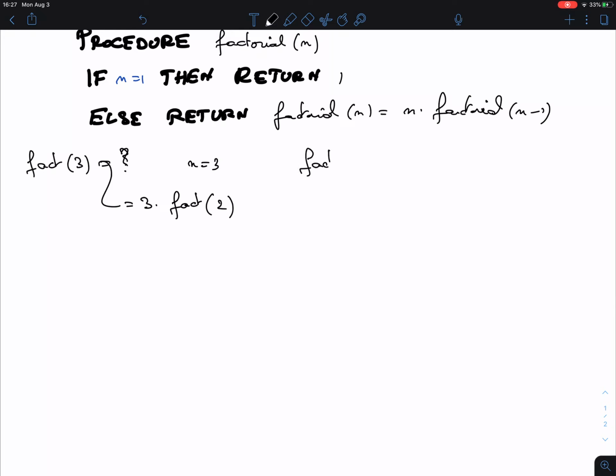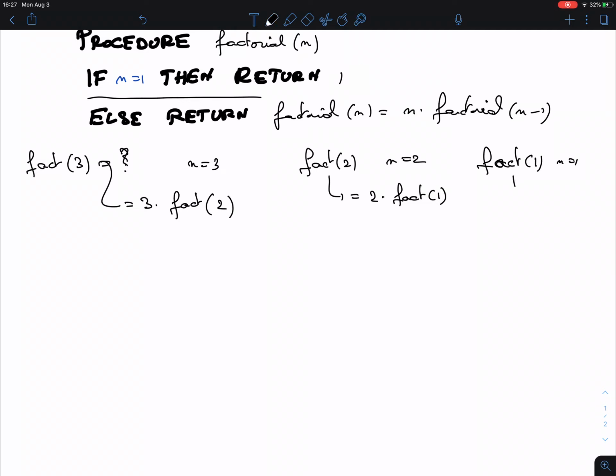So fact2, so n is 2. If n is equal to 1, no, that's not the case, so it has to do something else. What does the algorithm tell you to do? Well, it says it's equal to 2 times the factorial of 1. So now we have to calculate the factorial of 1. Right? So it's postponing the actual calculation. It's going backwards, tracing back what it is. Fact 1. So now n is 1. But this points me exactly to the initial case, right? So now I know that the answer is just 1.